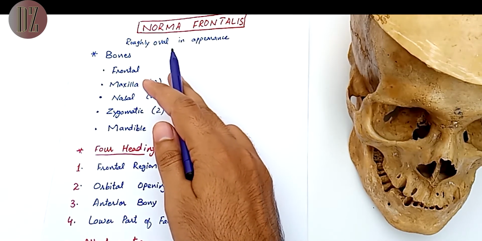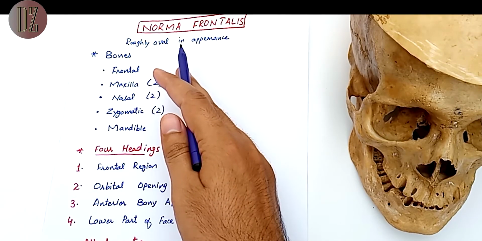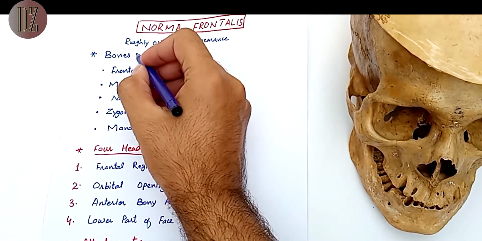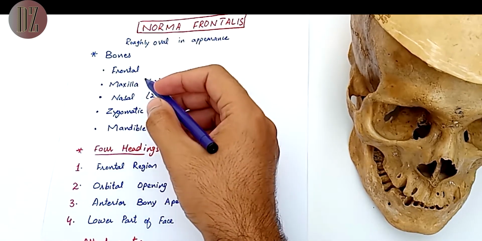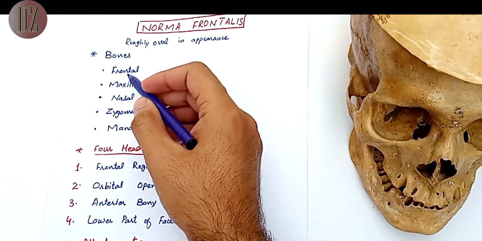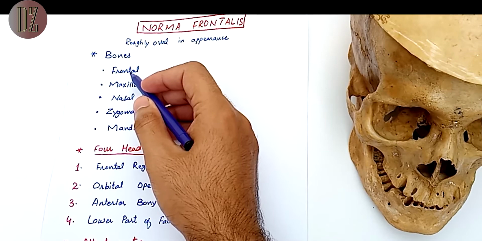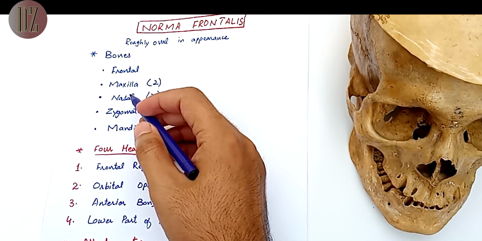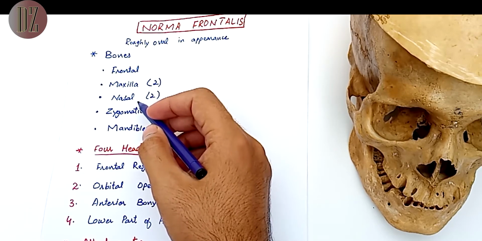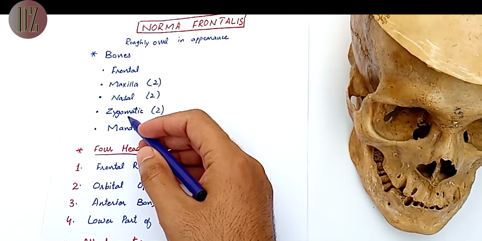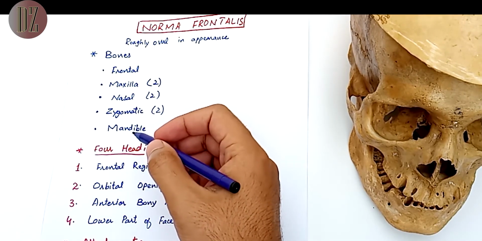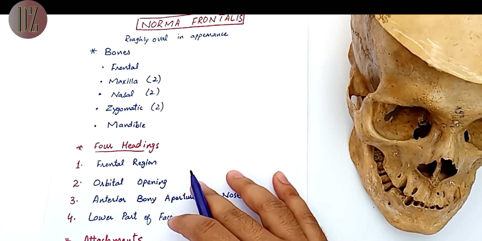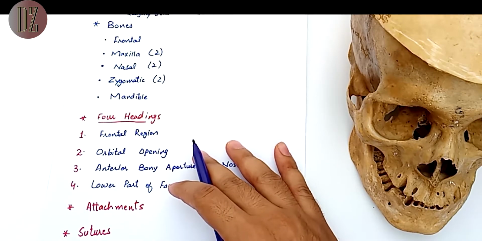Norma Frontalis is roughly oval in appearance. Eight bones take part in the formation of Norma Frontalis. First of all, the frontal bone, then right and left maxillary bones, right and left nasal bones, right and left zygomatic bones, and then the mandible. We will discuss Norma Frontalis under 4 headings.